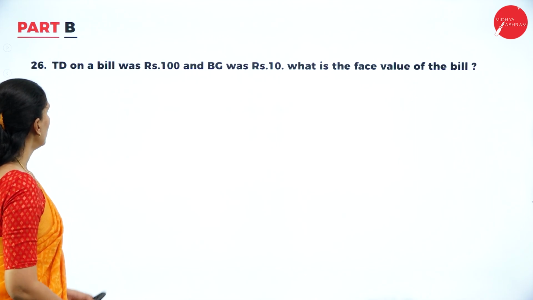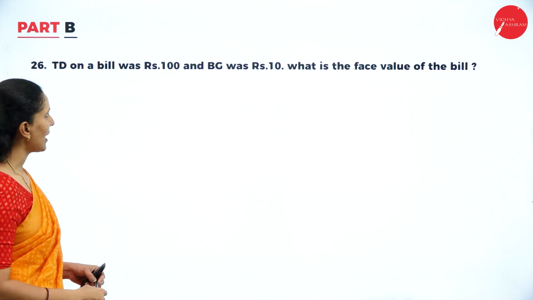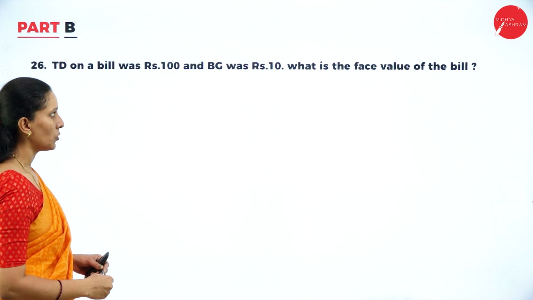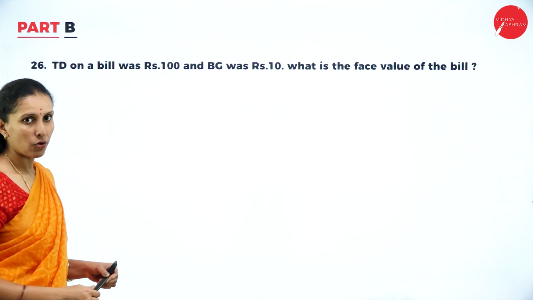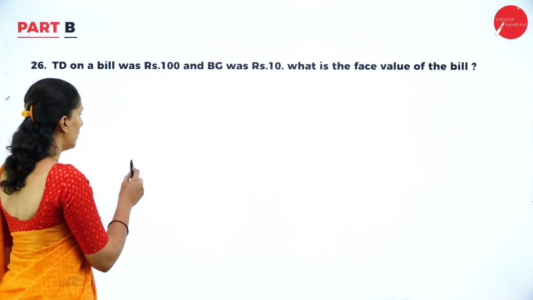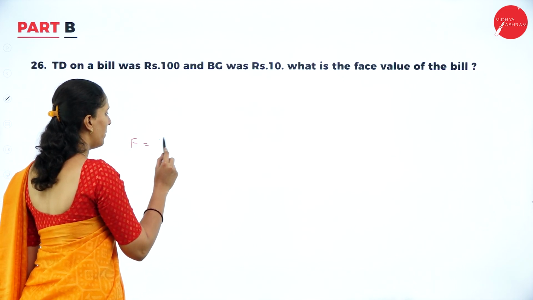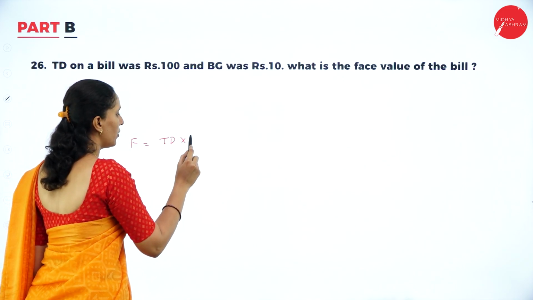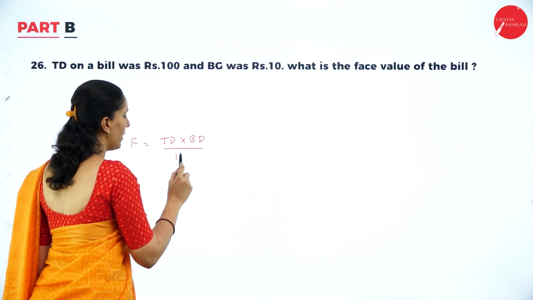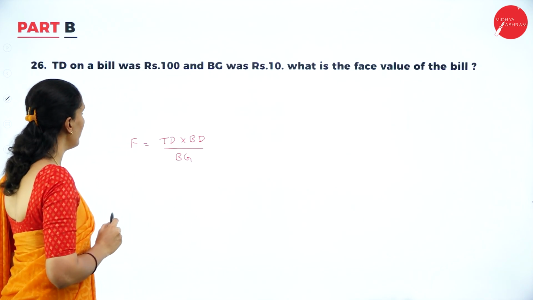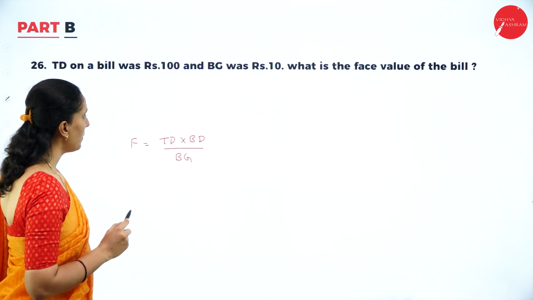Next, true discount on a bill was rupees 100. Banker's gain is rupees 10. What is the face value of the bill? Now we know the formula for the face value of the bill, that is true discount into banker's discount divided by banker's gain here. So they have given the true discount and the banker's gain.